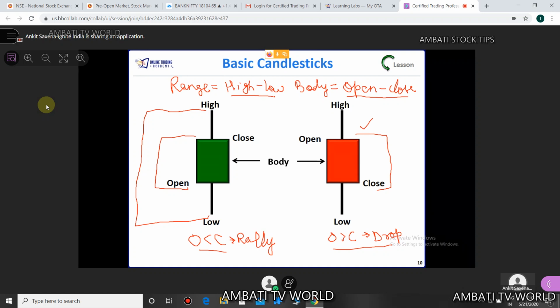Clear, friends? Please note this down. This is very, very important and you need to remember this. So range is the difference of high and low, and body is the difference of open and close, and we always have to take a positive figure here. Clear, everyone? Please give me a check. Is this clear to everyone?